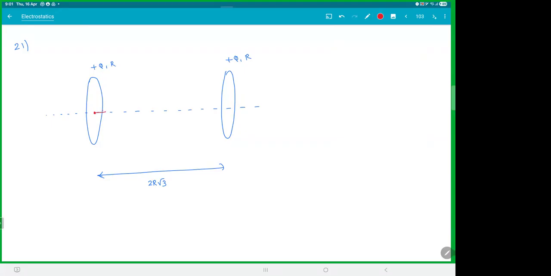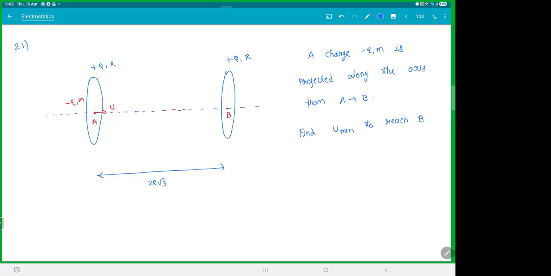So from here, we have projected a particle of charge minus Q and mass M. Let's call this A and let's call this B. It is projected along the axis from A to B. Find the U minimum. What is the minimum speed required to reach point B?